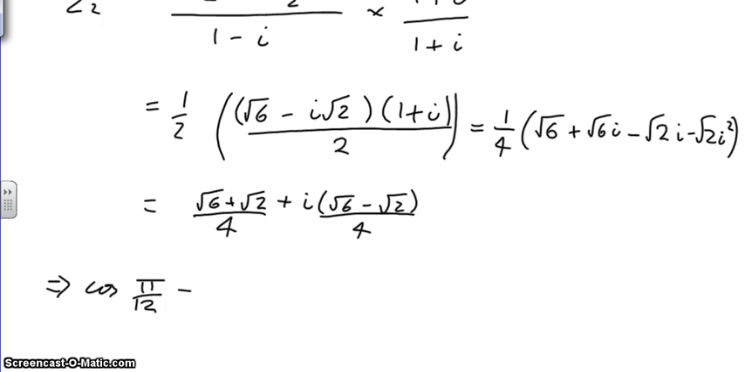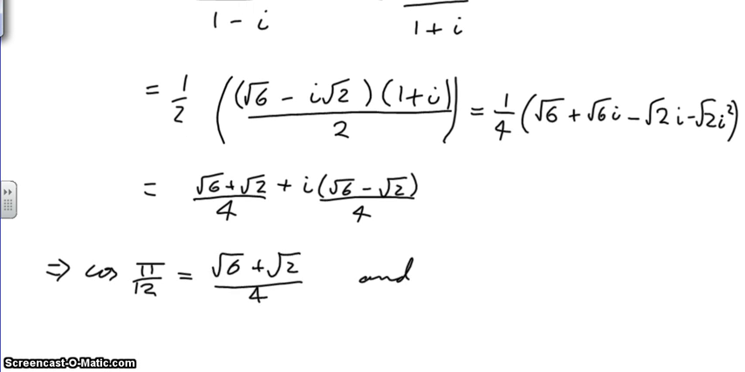So cos pi by 12 is equal to root 6 plus root 2 over 4, and sine pi by 12 is equal to root 6 minus root 2 over 4.